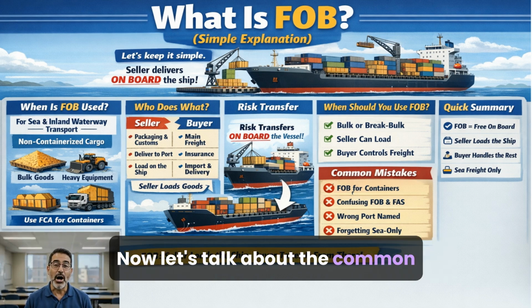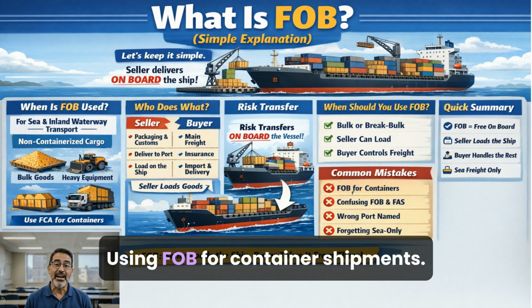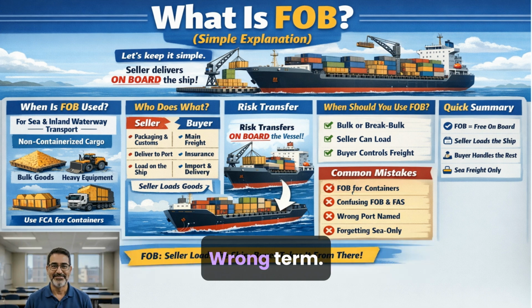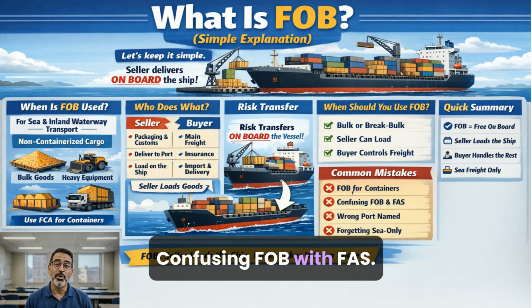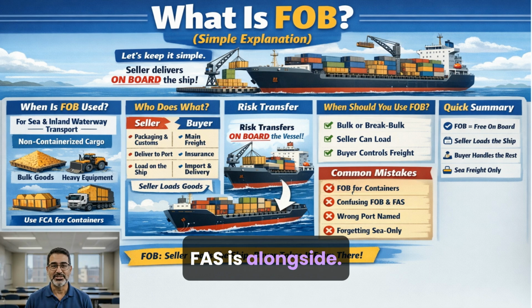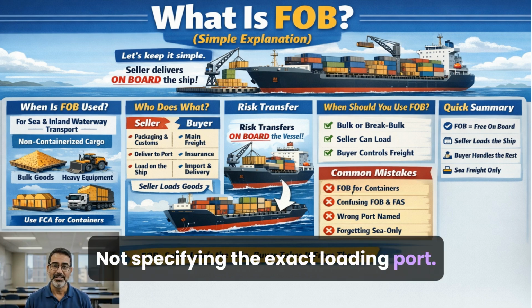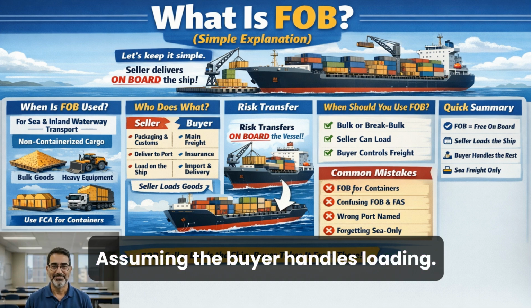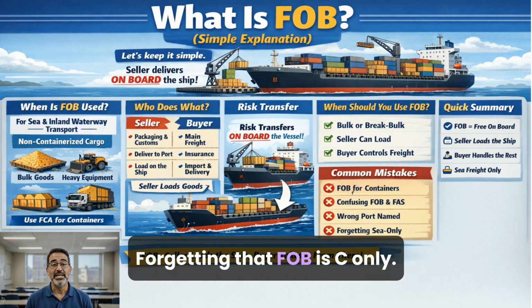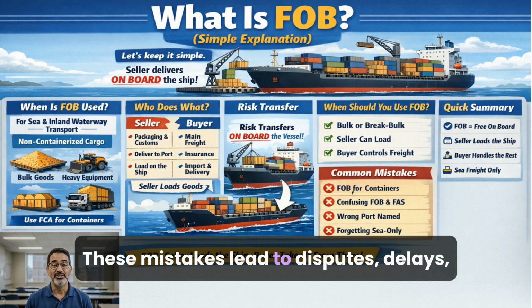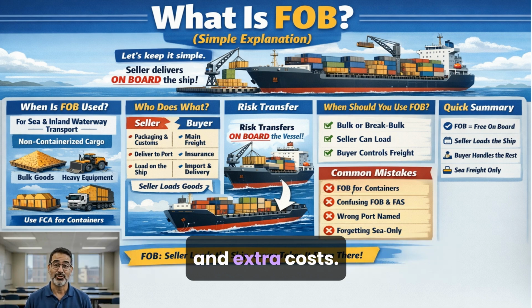Now let's talk about the common mistakes using FOB. Using FOB for container shipments. Wrong term. Confusing FOB with FAS. FAS is alongside. FOB is on board. Not specifying the exact loading port. Assuming the buyer handles loading. They don't. Forgetting that FOB is sea only. These mistakes lead to disputes, delays, and extra costs.